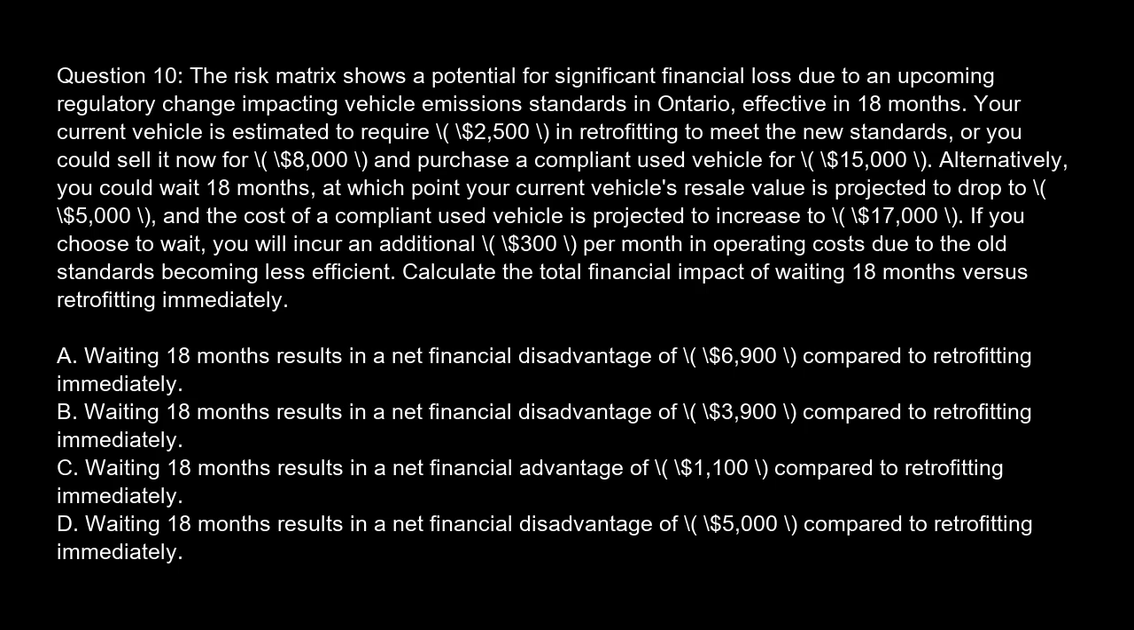Option A. Waiting 18 months results in a net financial disadvantage of $6,900 compared to retrofitting immediately. Option B. Waiting 18 months results in a net financial disadvantage of $3,900 compared to retrofitting immediately. Option C. Waiting 18 months results in a net financial advantage of $100 compared to retrofitting immediately. Option D. Waiting 18 months results in a net financial disadvantage of $5,000 compared to retrofitting immediately.